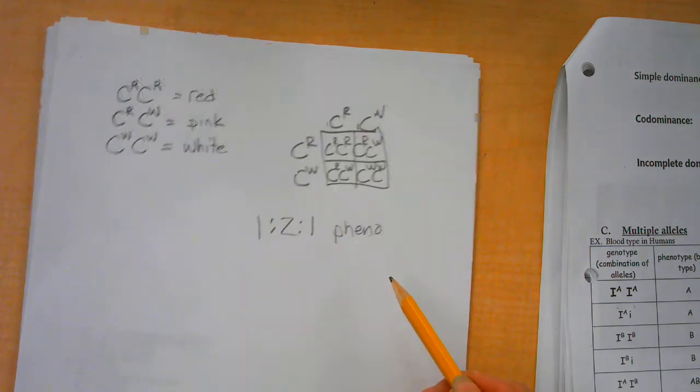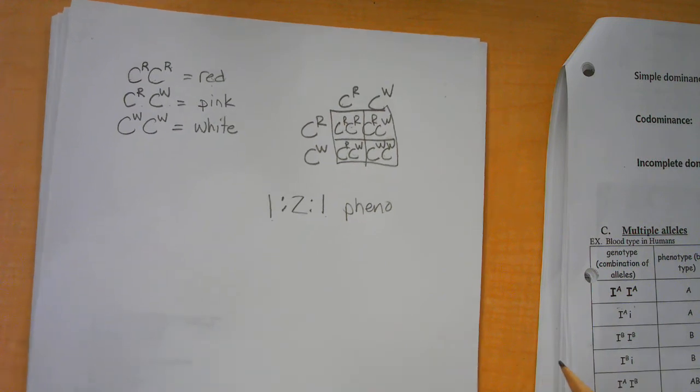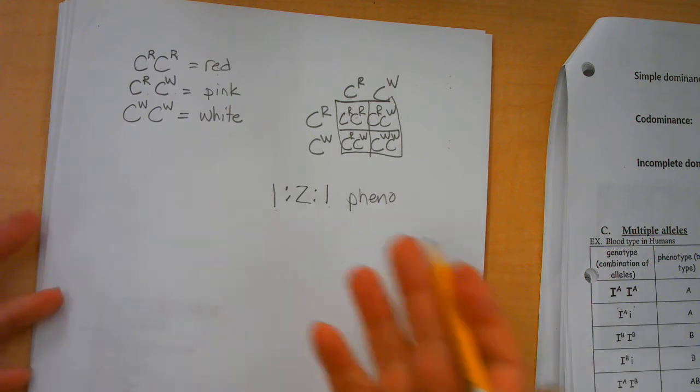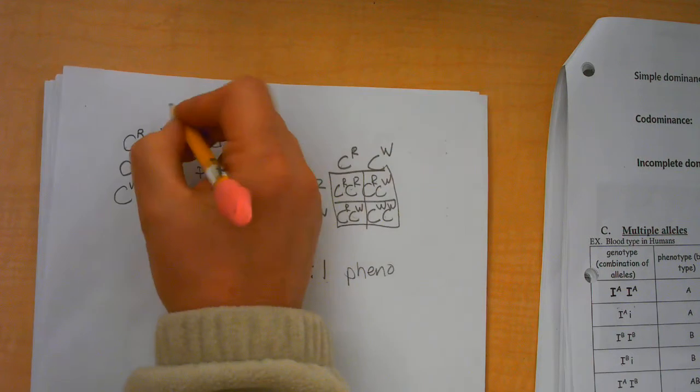Now, if you talk about codominance, codominance is a little bit different. So the way it would work, let's use a flower example.